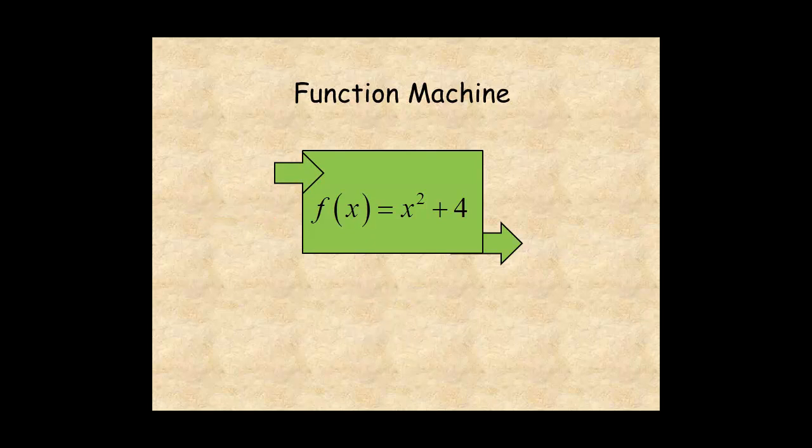Finally, notice that the output y equals 3 is not possible. The x squared term is greater than or equal to 0. So x squared plus 4 is greater than or equal to 4. The range of the function is y greater than or equal to 4. No value less than 4 can be output.